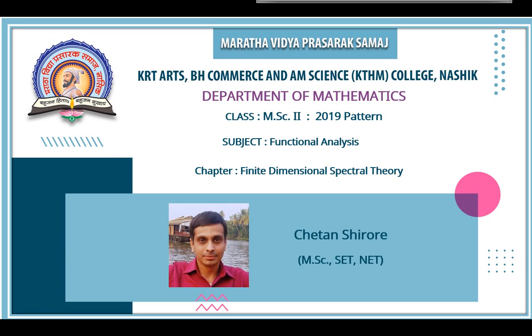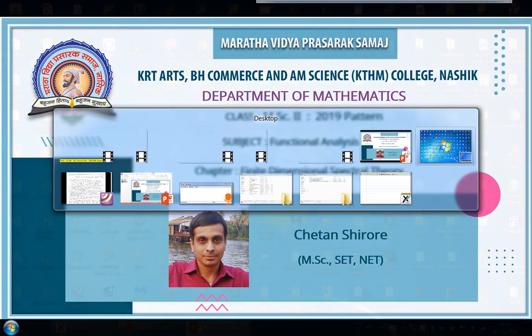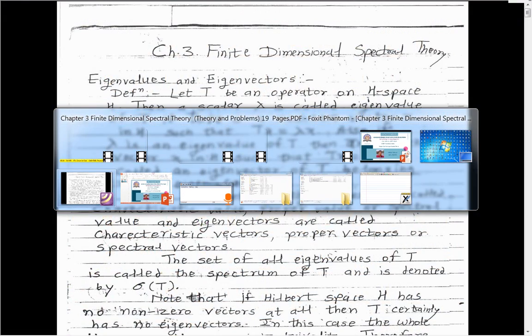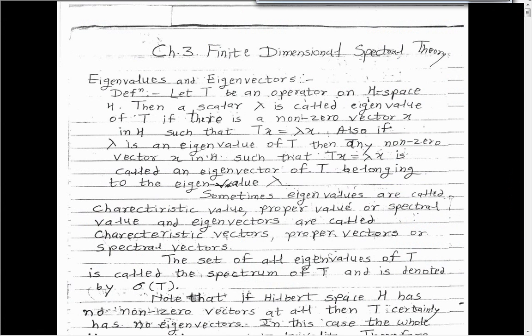We will study finite dimensional spectral theory. This is the last chapter in the syllabus. In this lecture, we will study eigenvalues and eigenvectors of linear operators. Let us study eigenvalues and eigenvectors.